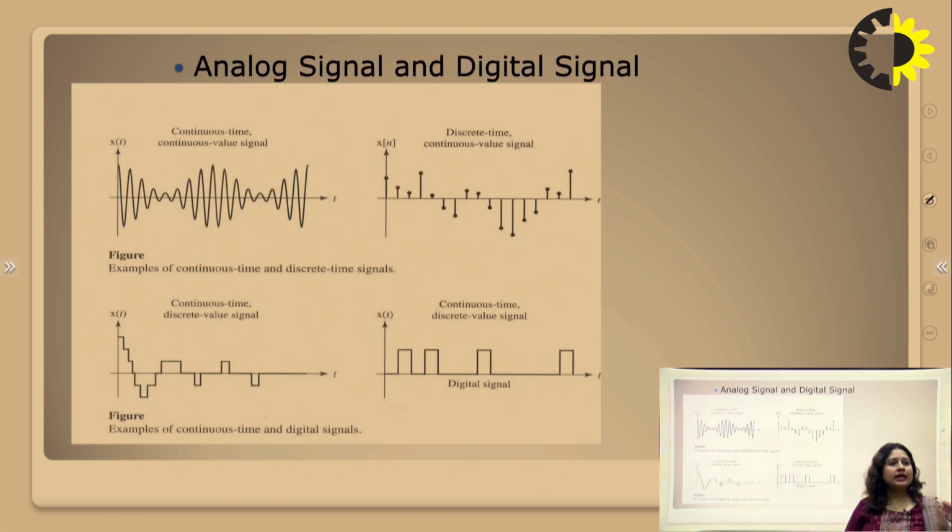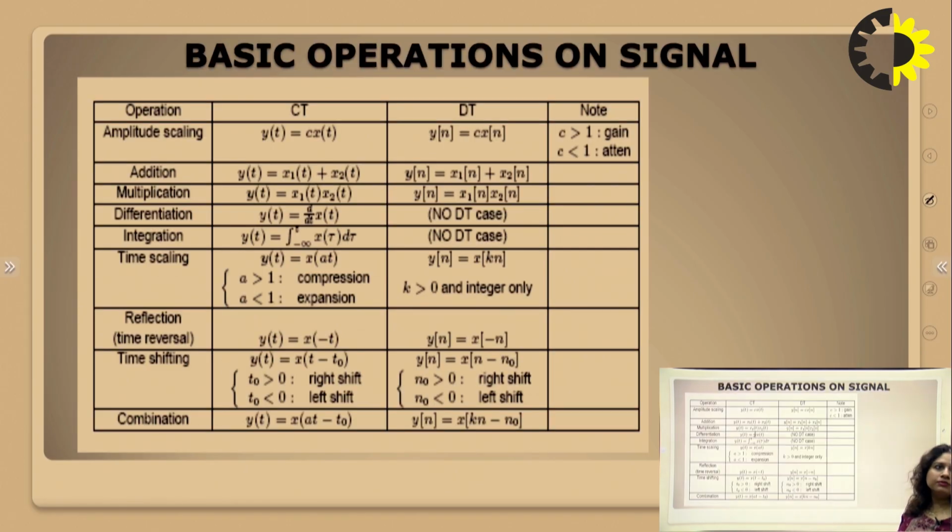Another category is analog signal and digital signal. In the first figure, we have an analog type of signal which is continuous in nature. Then the discrete time signals are the discrete version of the continuous time signal. Again, there are continuous time discrete value signals, and then the digital type of signal, like in the binary, that is 0 and 1 form.